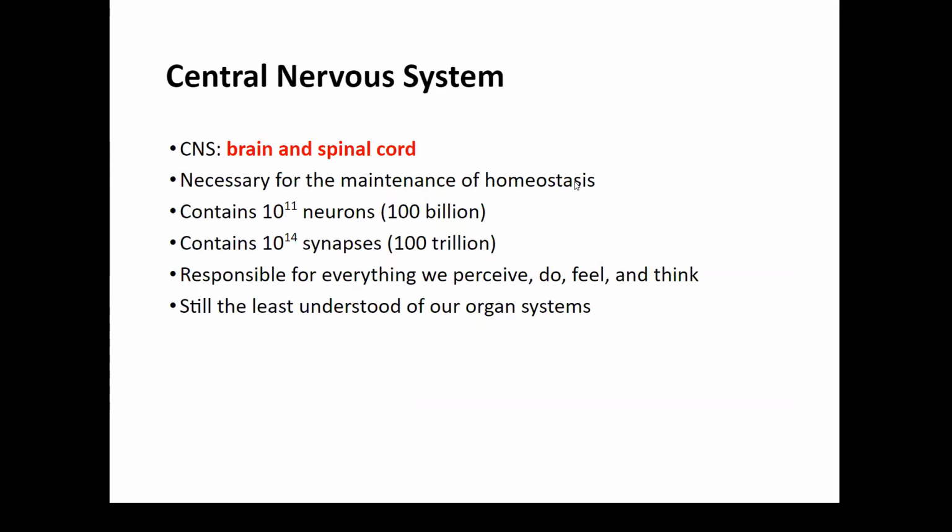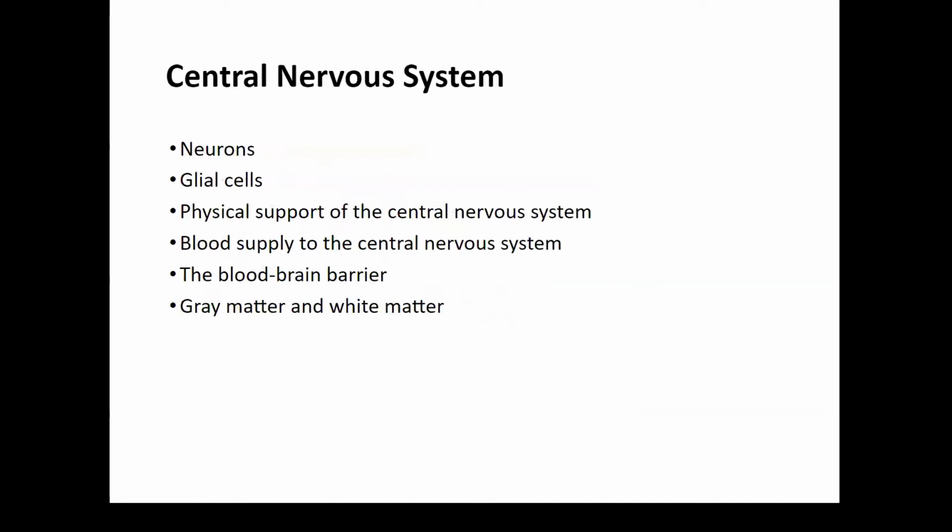Okay, so central nervous system, important for homeostasis, contains billions of neurons, trillions of synapses, so it's really big. It's responsible for everything. It's everything we perceive, everything we do, everything we feel, everything we think. It's forming these synapses that integrate all this information. That's also kind of poorly understood.